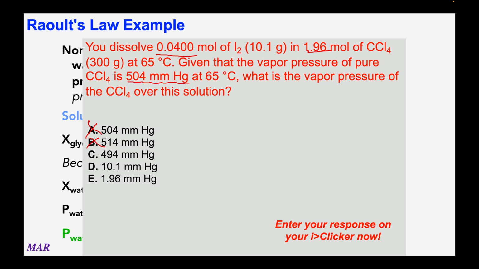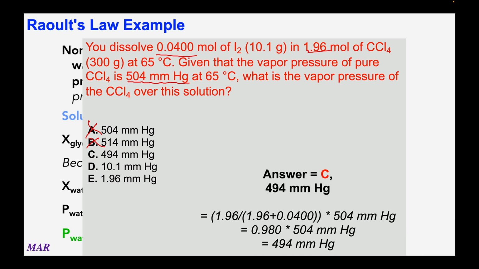A would be the vapor pressure of the pure solvent, but we have a solution. It's going to be lower. And 514 is a greater number than 504, and that doesn't happen by anything known to chemists. It's always going to be a value less than. Now, 10.1 and 1.96 seem pretty small to me, so my money here would be on 494 millimeters of mercury. Do the math to make sure. But if you do that, lo and behold, of course I knew what the answer was. I'm the instructor. But anyway, the answer, sure enough, is C, 494 millimeters of mercury.